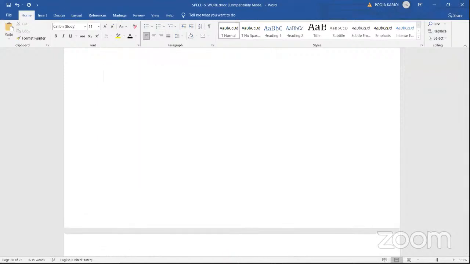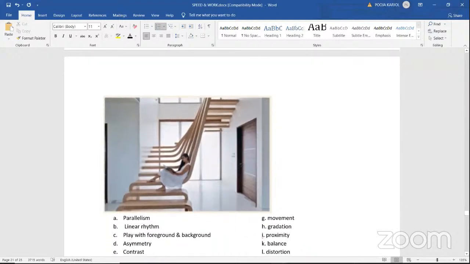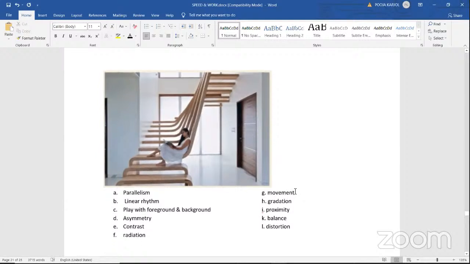Ma'am, can we call depth as perspective? Yes, you can. Perspective always has depth, but depth doesn't always have perspective. Not necessarily. Ma'am, it has parallelism. Movement. Okay, again, linear.